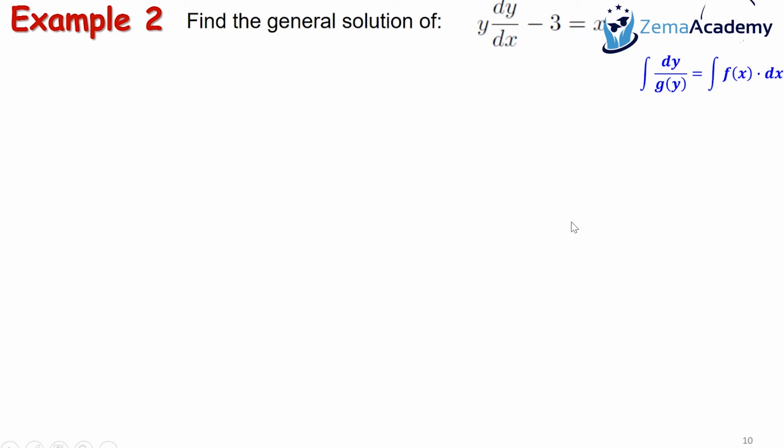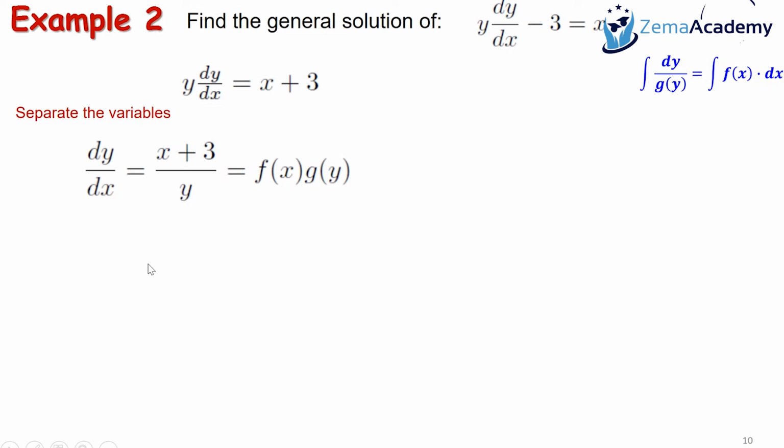If you look at it, the first thing that you should do is separate out the variables. Bring the y's on one side and x on the other side. So the first step is to separate the variables. I have brought this minus 3 from the left hand side to the right hand side, and it makes the equation y dy by dx equals x plus 3. The other thing I need to do is bring this dx from the left hand side to the right hand side. And when I do that, this is how it becomes.